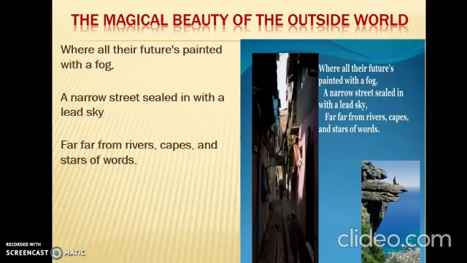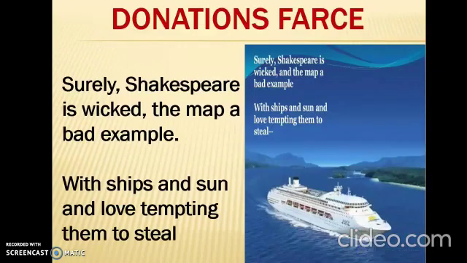What are they seeing from the window of their slum classroom? A narrow street where even the sky is lead colored. They are not able to see a blue sky. And it is far, far from rivers, capes, and the stars of words. The stars of words, the high-flown words which are in Shakespearean literature, and the rivers and capes there that are shown in the picture of the Tyrolese Valley.